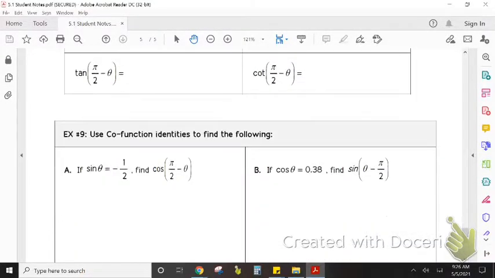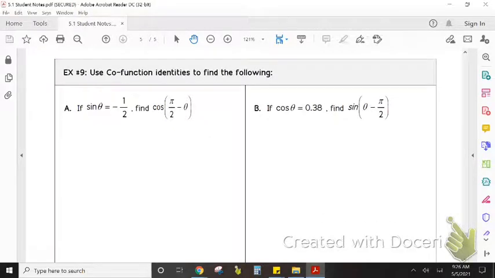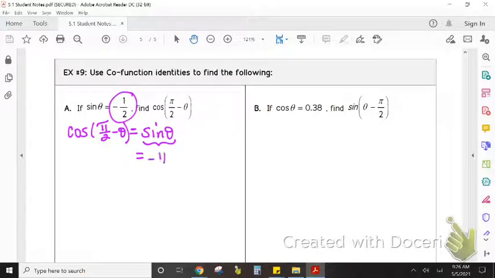So let's try this. Example 9 says use cofunction identities to find the following. If sine of theta is equal to negative 1/2, find cosine of pi over 2 minus theta. All right, so let's look. We know that cosine of pi over 2 minus theta is equal to sine of theta, correct? And we know from above that sine of theta is equal to negative 1/2. So we're able to switch it out, and we've solved for it already.